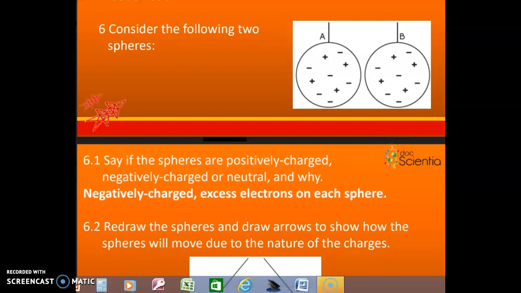6.1. Say if the spheres are positively charged or negatively charged or neutral, and why. They are negatively charged because there is an excess of electrons on each sphere, because there are only 4 positives and more negatives.